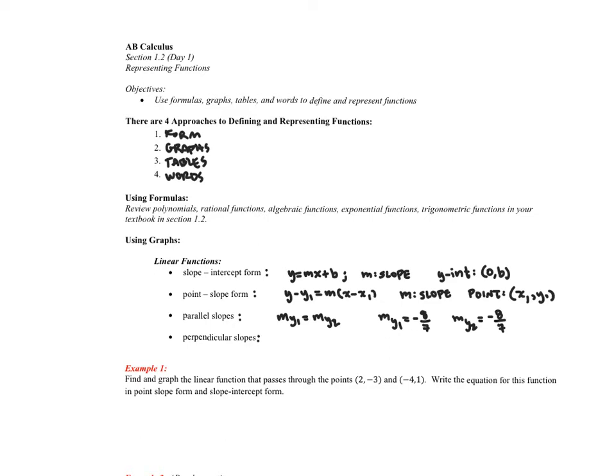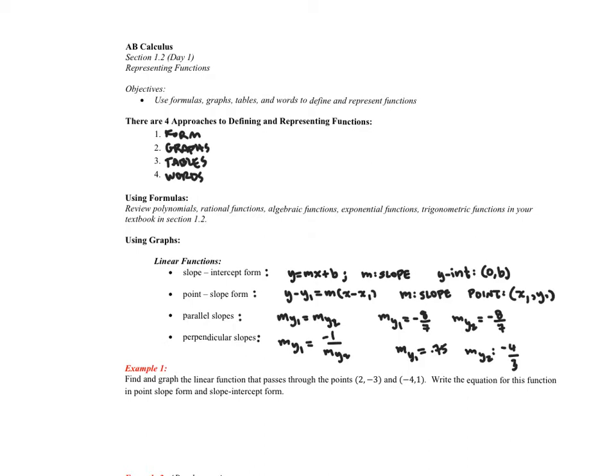Perpendicular slopes are opposite reciprocals, so the slope of y1 would be equivalent to the opposite reciprocal of the slope of y2. An example of that might be a slope on the first function of 0.75, which would be 3/4, would be perpendicular to another line, y2, if the slope of y2 is -4/3.